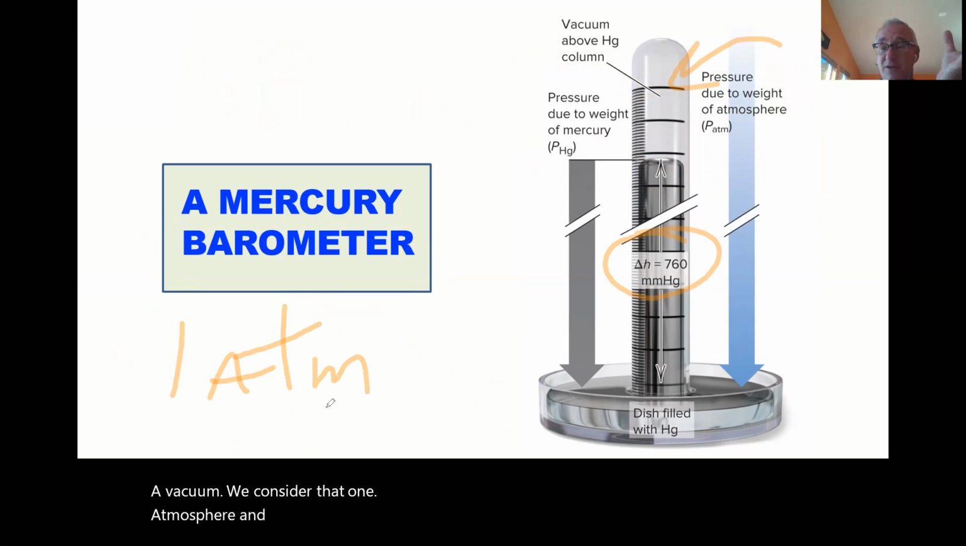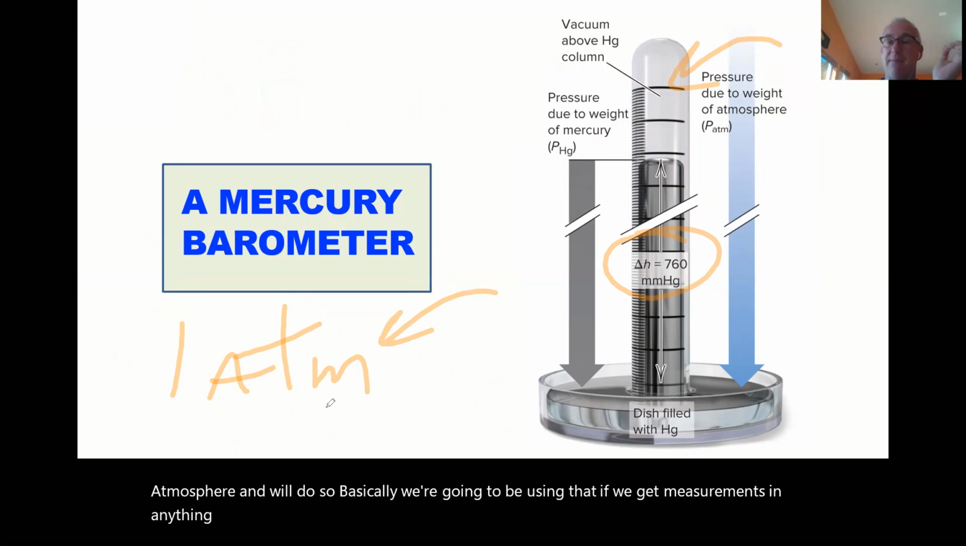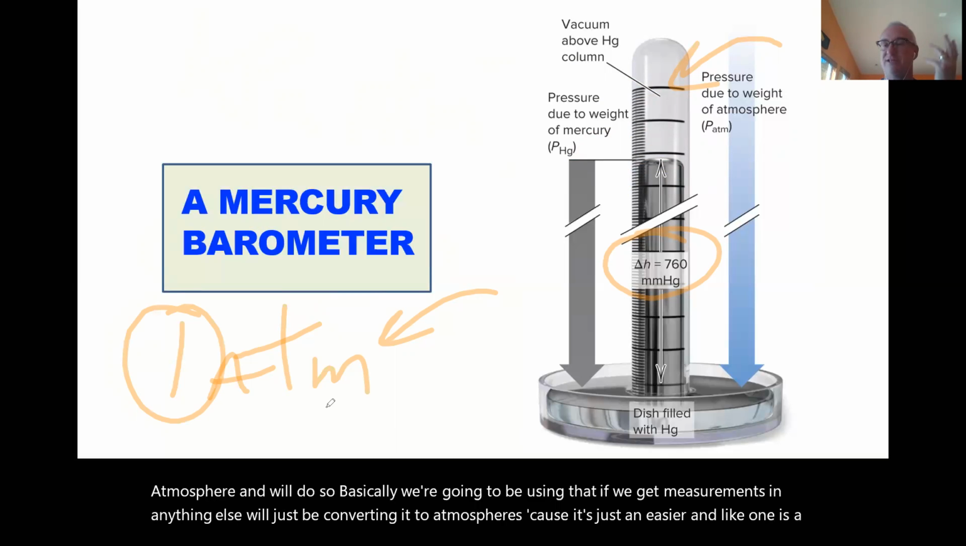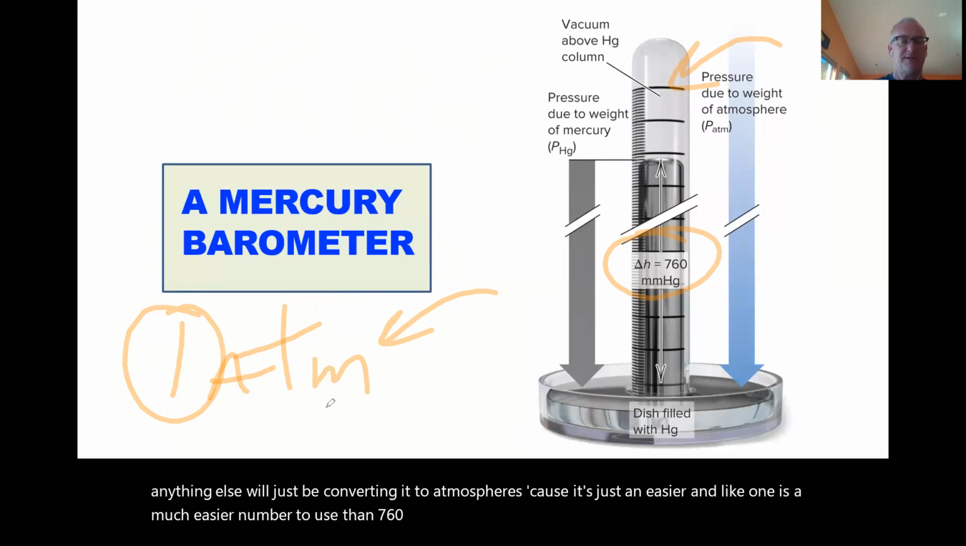And so basically we're going to be using that. If we get measurements in anything else, we'll just be converting it to atmospheres, because 1 is a much easier number to use than 760 or all these other numbers that you'll see in a little while.